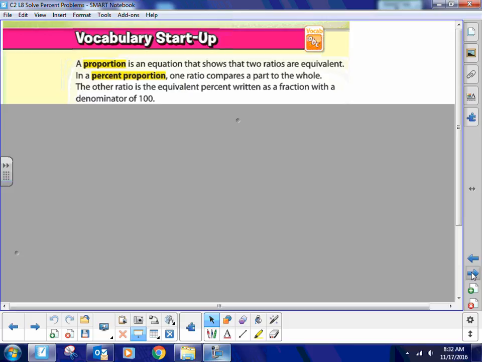Okay? The other ratio is the equivalent percent, written as a fraction with a denominator of 100, which is the very definition of a percent, because a percent is a ratio comparing any number to 100, right? And that's what this is doing right here. Percent written as a fraction with a denominator of 100, which is the very definition of percent. Okay?